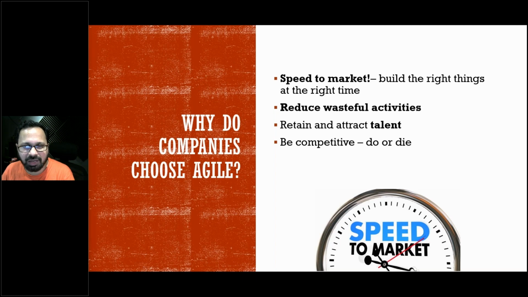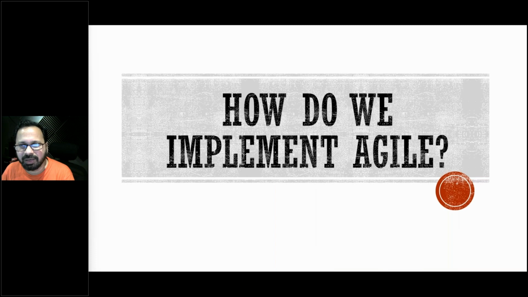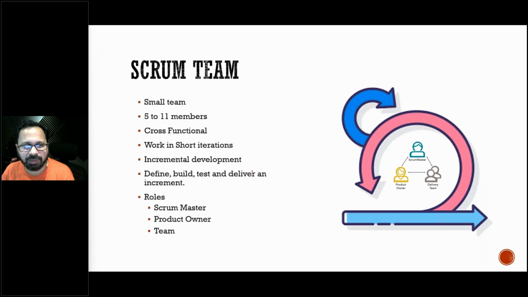Now, how does the organization implement agile? Okay, fundamentally, organizations use Scrum as a framework to implement agile, and that is what is common in the industry. So Scrum is practiced to implement Agile. And what is Scrum? Scrum is small teams, 5 to 11 member teams, cross-functional teams, which have various skills to define, build, test, and deliver an increment.